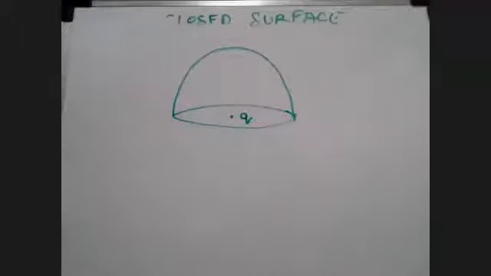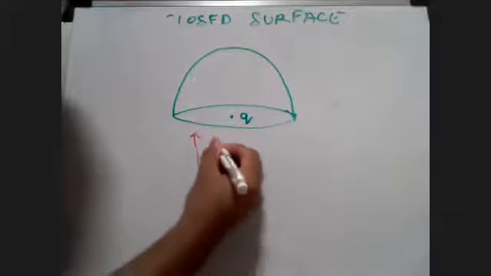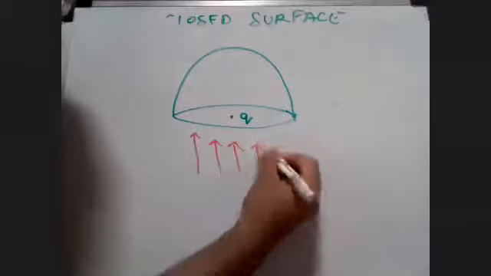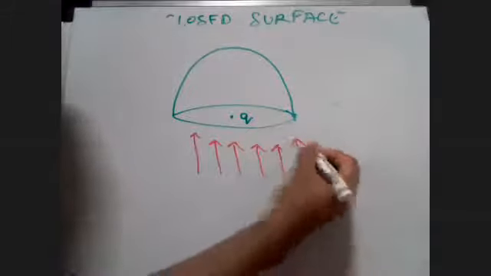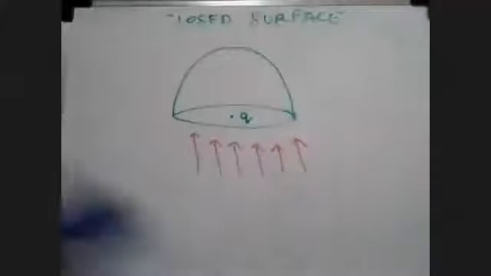What was the total flux in the entire sphere? It was Q upon epsilon naught. Arre, no, wrong. Sorry. How can you say that? Whoever said E into pi r square, listen to me. Understand the concept. That is only in case the electric field lines are of uniform nature. Understand? Only if the electric field lines are uniform will that be the answer.